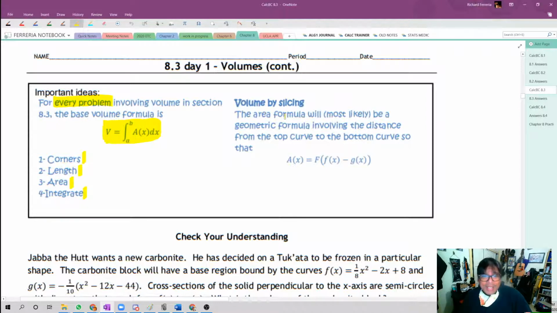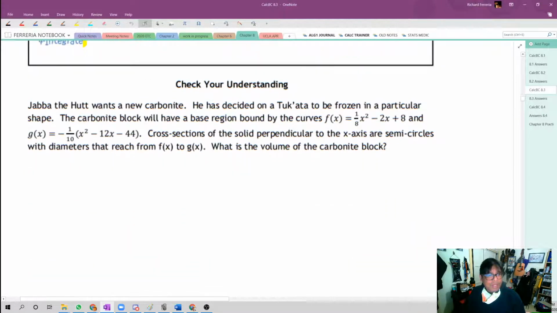Volume by slicing. Most likely, the geometric formula is going to involve the distance from the top curve to the bottom curve. Actually, that's kind of true for everything. And the area is just whatever that function is of L. So, let's see if we can figure this out.